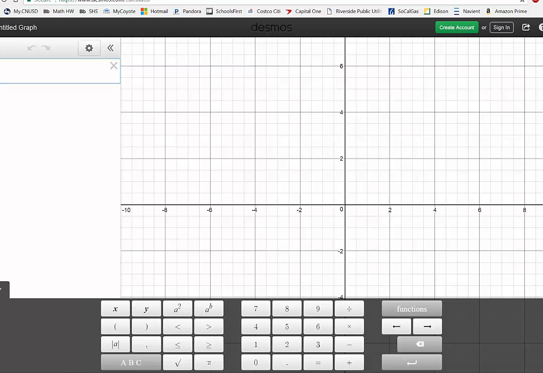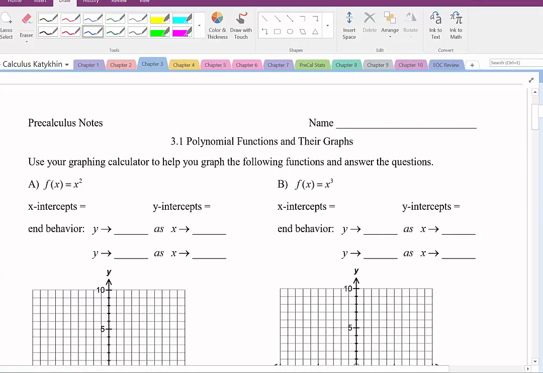Our first graph is going to be x squared. As you can see, that's the parent function. Notice that we have a y-intercept at 0. Also, we have an x-intercept at 0. Notice how the function is going up in both directions. So if we go ahead and start answering these questions, we will see a little bit more closely what we need to fill in. So it says the x-intercept, as we looked at it, was 0. So that's going to be 0.